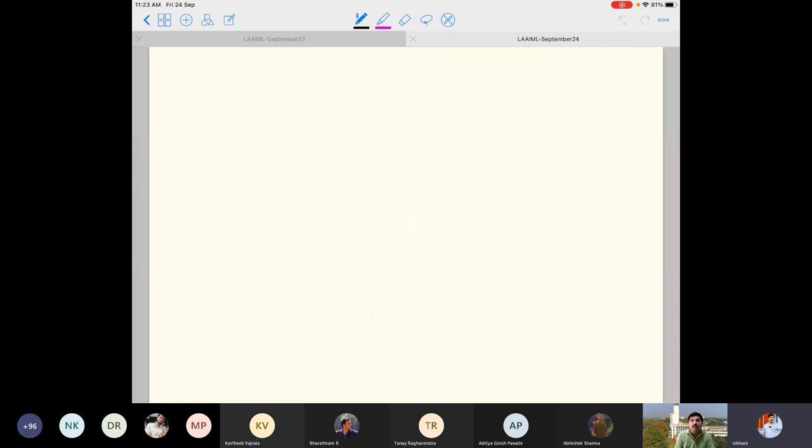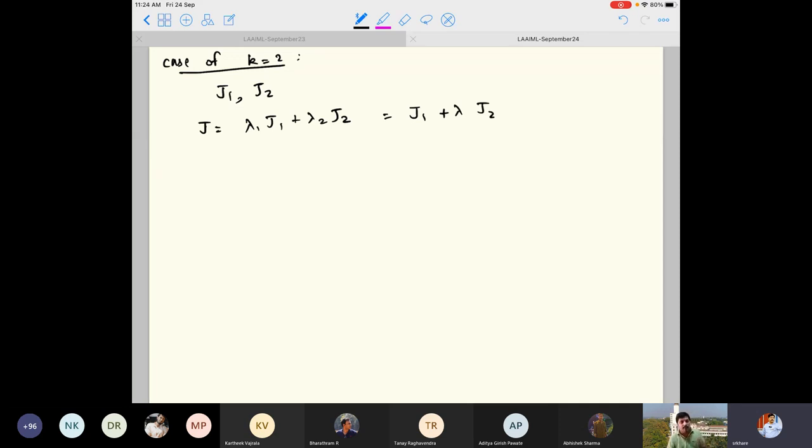Okay, so in particular we can look at the case when k is equal to 2. There are only two objectives, J1 and J2, and you are trying to simultaneously minimize J1 and J2 with respect to x. So J is equal to lambda 1 J1 plus lambda 2 J2. You can write this as J1 plus lambda J2, for lambda equal to lambda 2 by lambda 1, say for example. In this particular case, this is like a bi-criteria problem, or bi-objective. Instead of multi-objective, this is bi-objective.